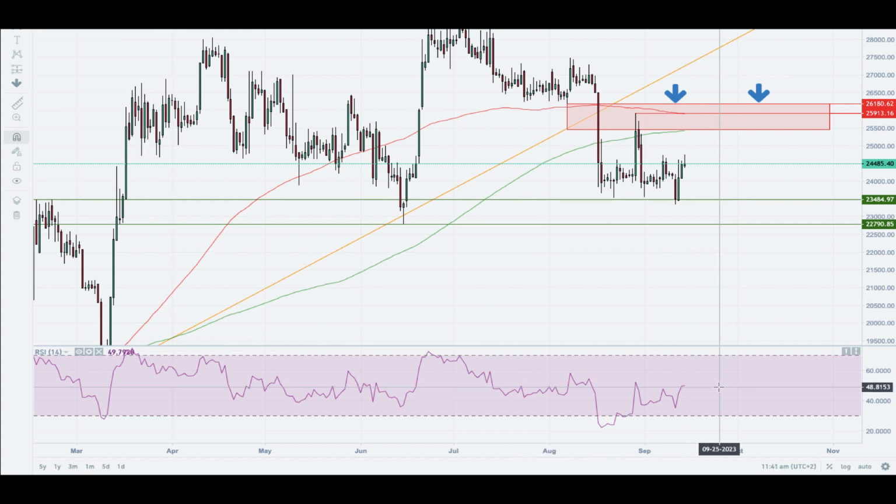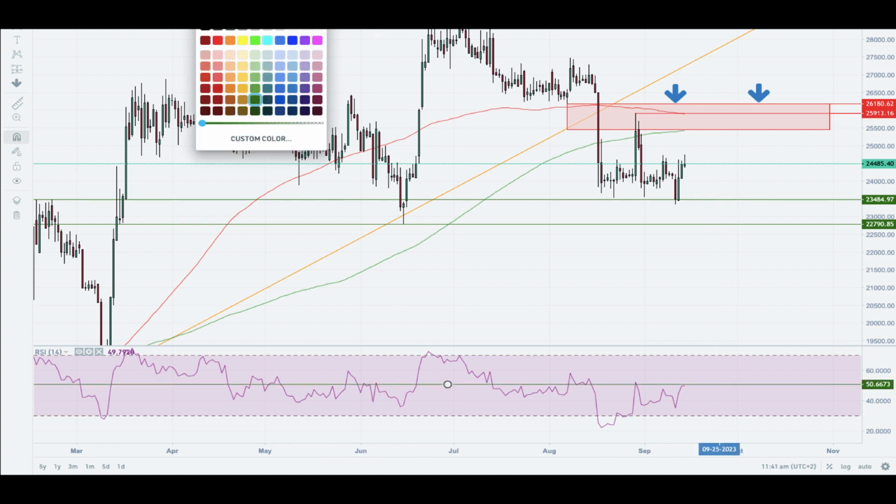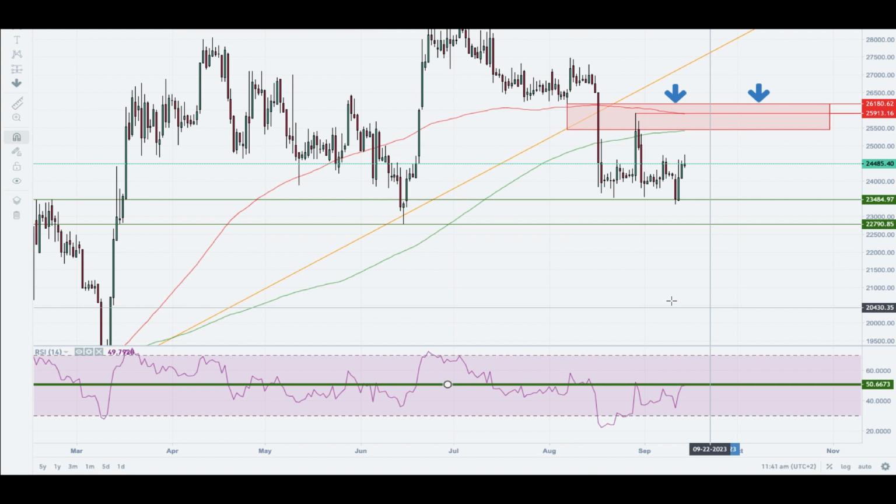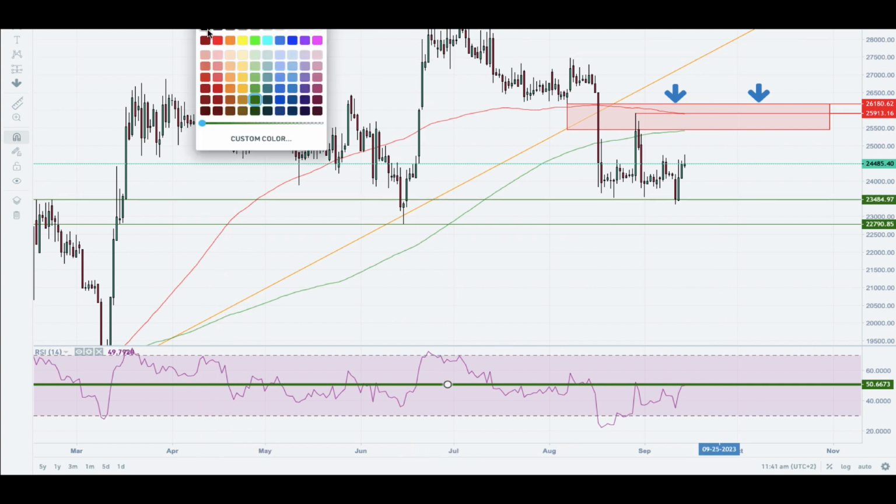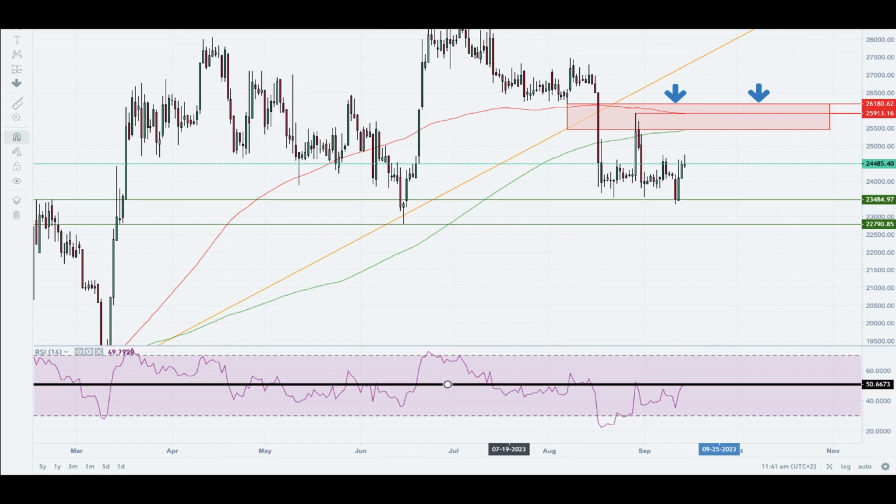The RSI is located at the level of 49, almost 50. Let's say it is 50 for the sake of the argument. Let's make this line black. Thank you very much. This is the level of 50. This is the neutral level that separates the negative sentiment and oversold market conditions from the positive sentiment and overbought market conditions.